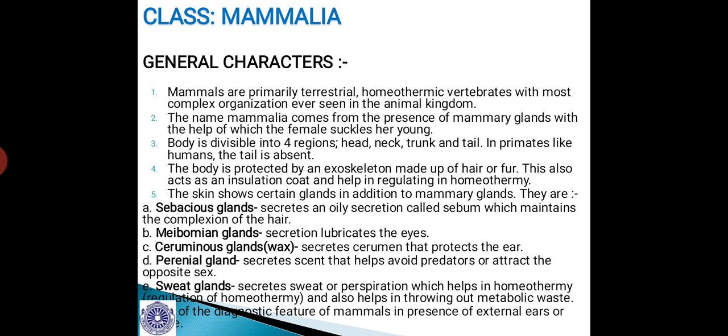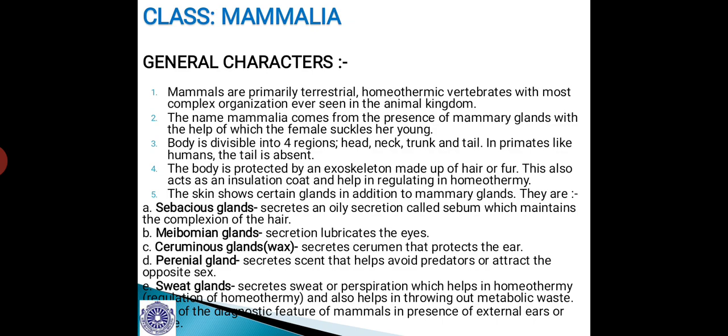That means all organ systems are highly evolved in case of mammals when compared to the other phyla of the kingdom Animalia. The name Mammalia comes from the presence of mammary glands, with the help of which the female suckles her young ones. So, because of these mammary glands, the animals of this group are called mammals.